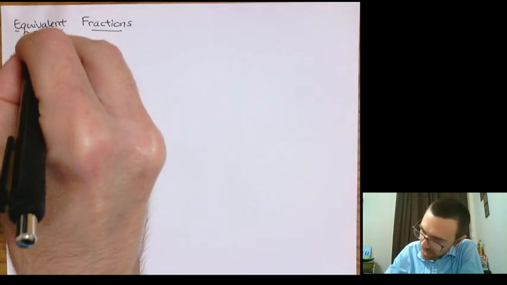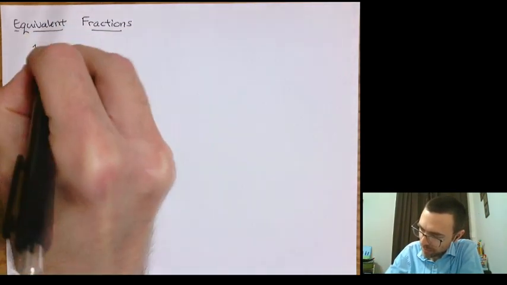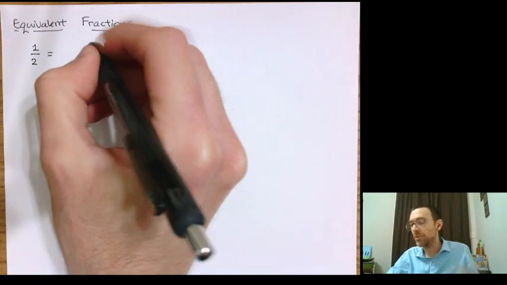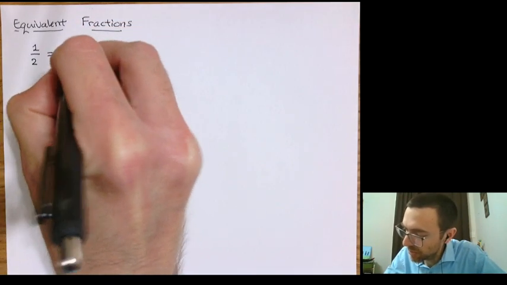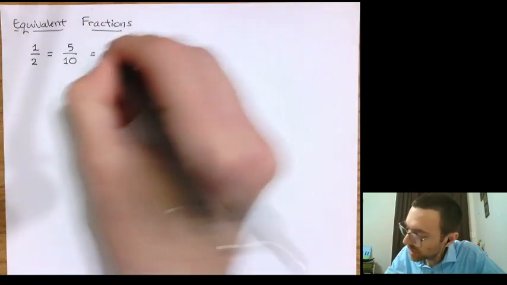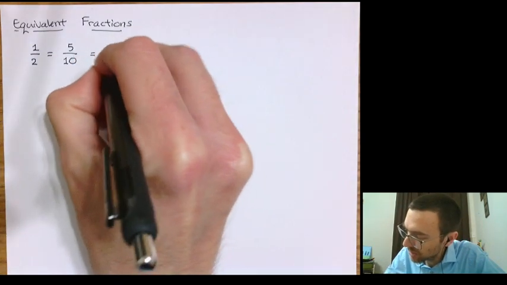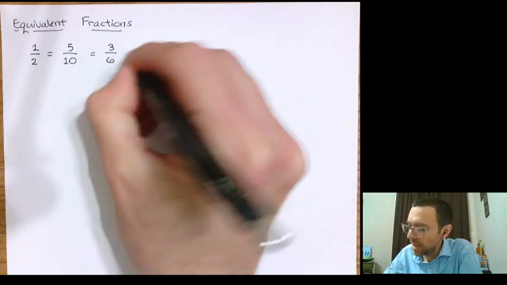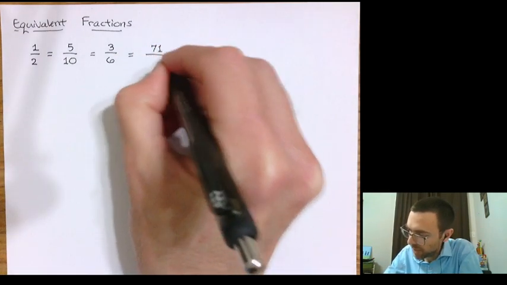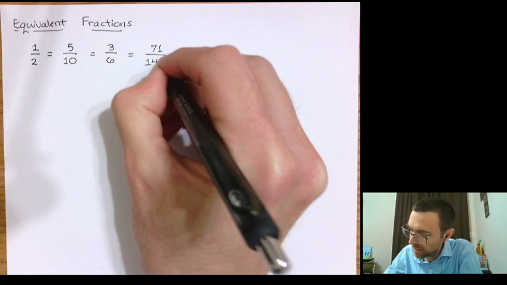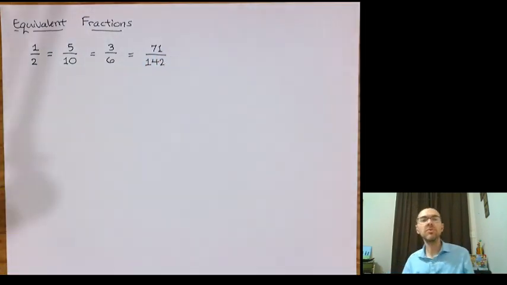For example, if I take the fraction 1/2, maybe for whatever reason, I need to see this as 5 over 10. Or I could see this as 3 over 6. There are an infinite number of possibilities here for the fraction 1/2. I could say 71 over 142. All of these guys mean the exact same number, and they occupy the exact same spot on the number line.